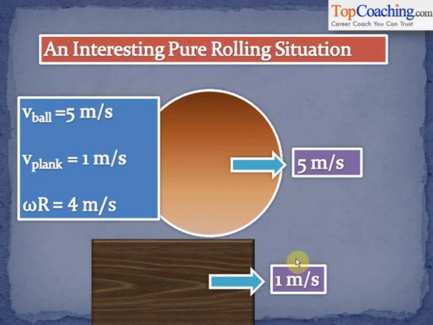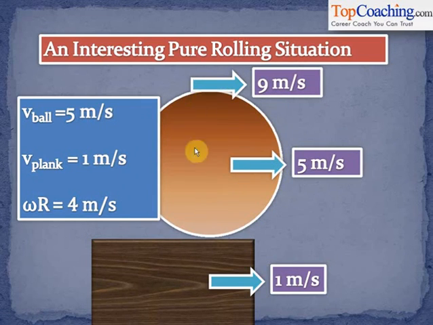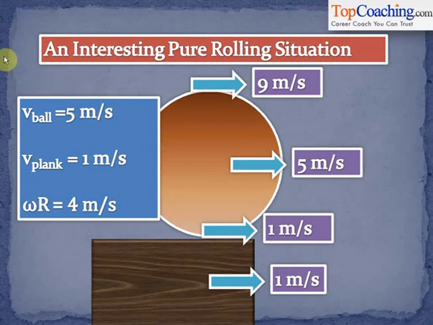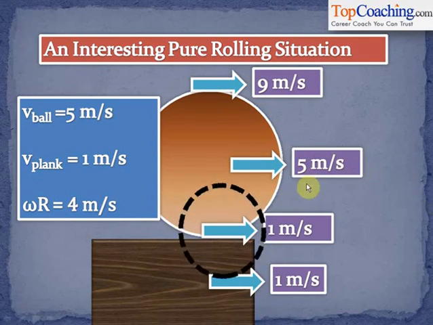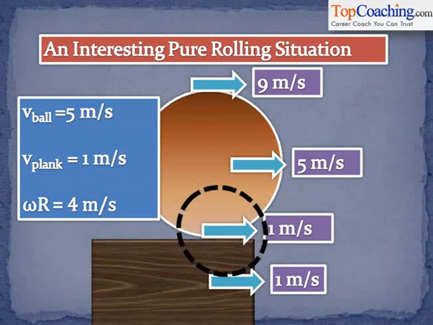You can even take sample values. Let's say the velocity of the center of mass of the ball is 5 meters per second. Let's say the velocity of the plank is 1 meter per second. Omega r, let's say, is 4 meters per second. In this case, the topmost part of the wheel will have a velocity v plus omega r, that is 5 plus 4, 9 meters per second. The bottommost part of the wheel will have a velocity v minus omega r, that is 5 minus 4, equal to 1 meter per second. Pure rolling takes place in this case because the bottommost portion of the wheel has the same velocity as the floor. Understood? So it is not necessary that v should be equal to omega r in pure rolling.